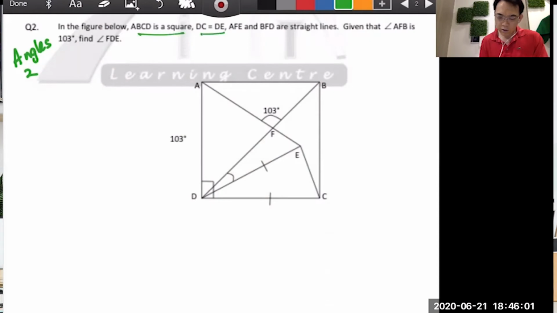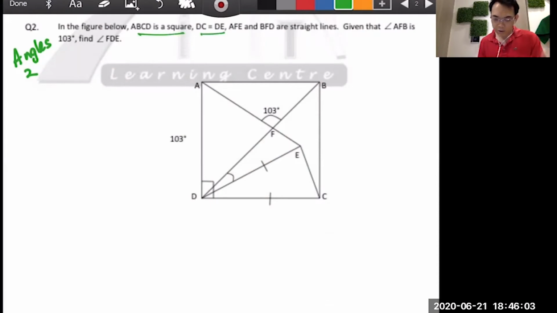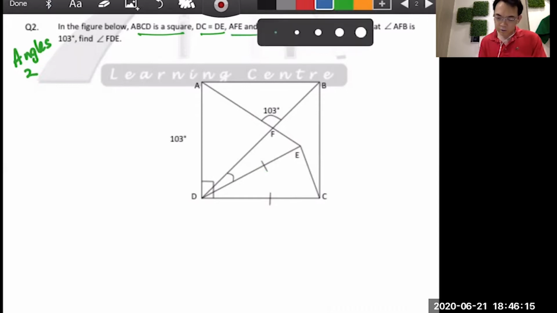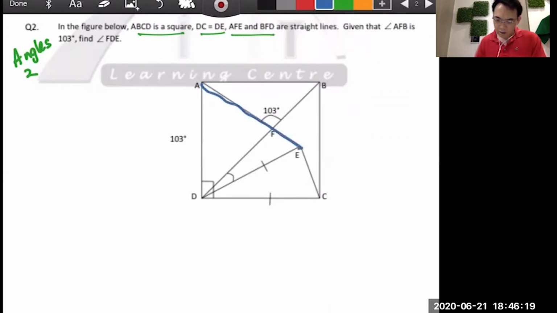DC equals DE, so let's look for that. Good habit to have. DC equals DE, so this is equal. That makes it an isosceles triangle. AFE and BFD are straight lines. Okay, this is very important. AFE and BFD are straight lines.